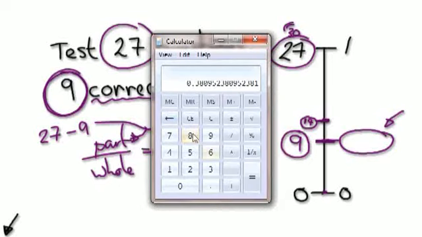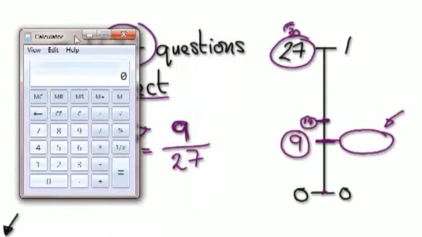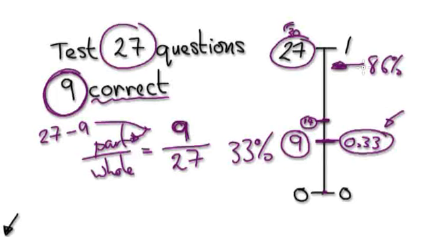So jump to your calculator. Clear. 9 divided by 27 is 0.33. So you actually got 33% correct in this test. So it's a poor mark. You really want to aim somewhere up here, 86% or higher. 33% is quite poor.